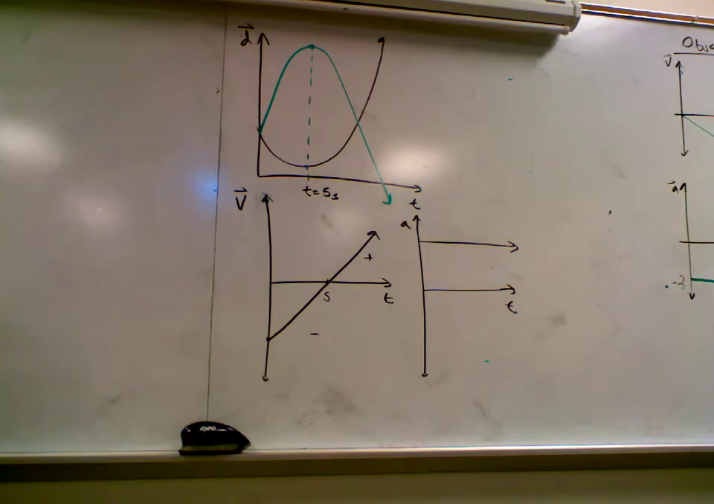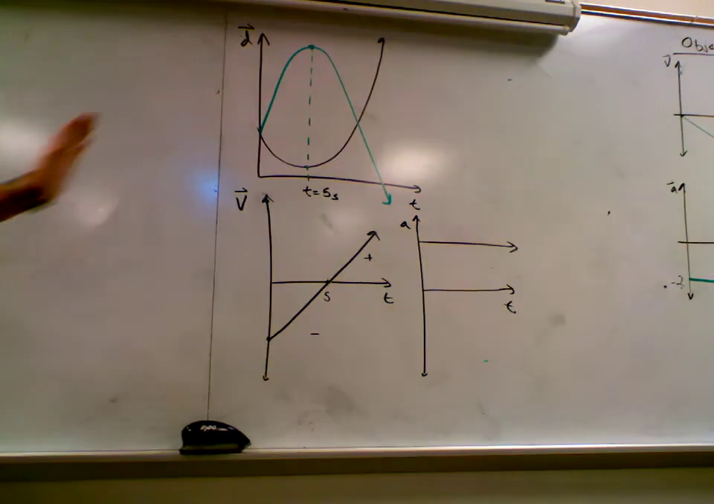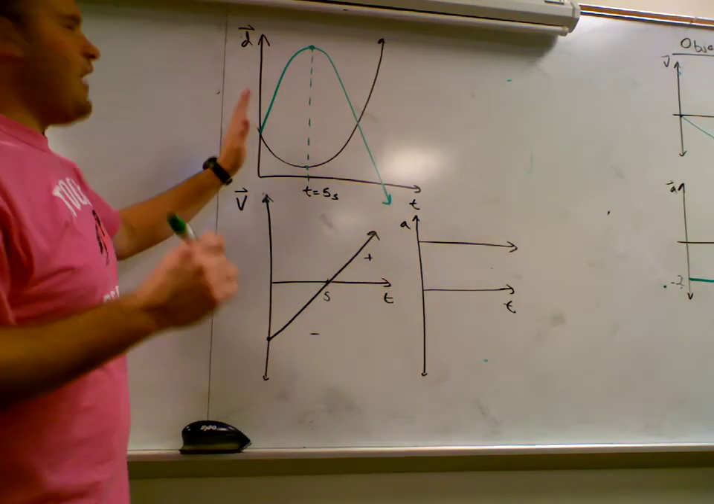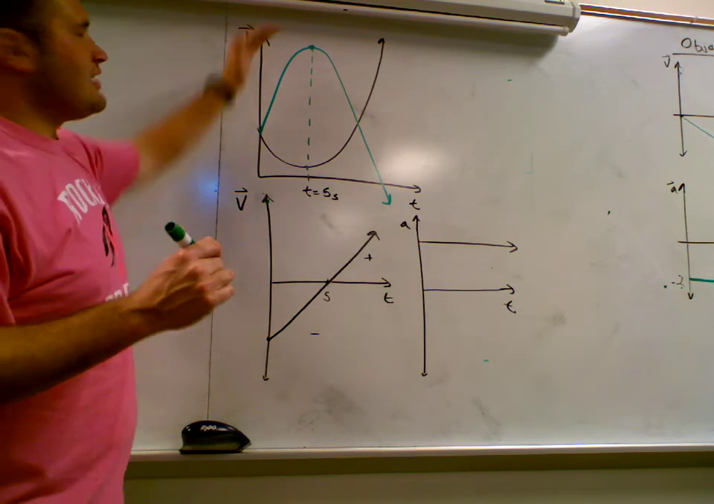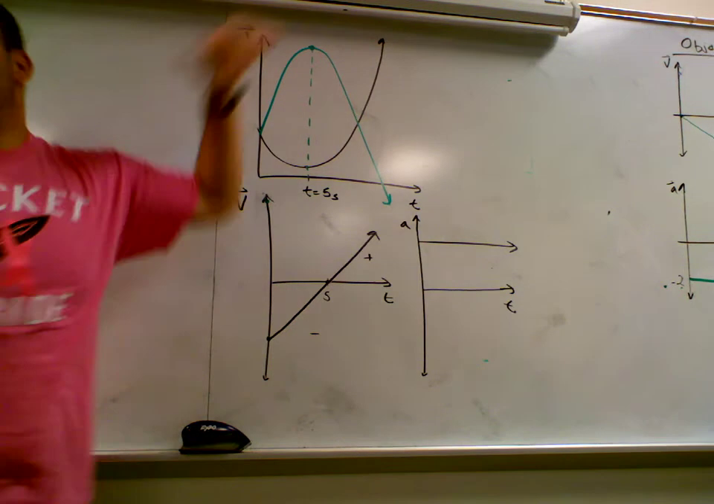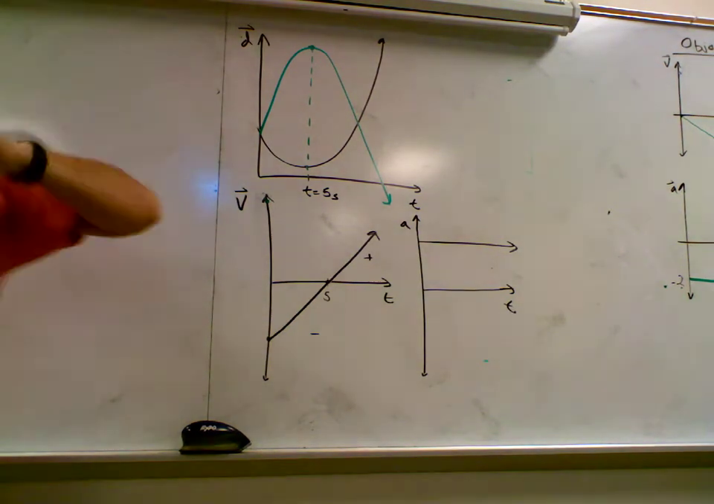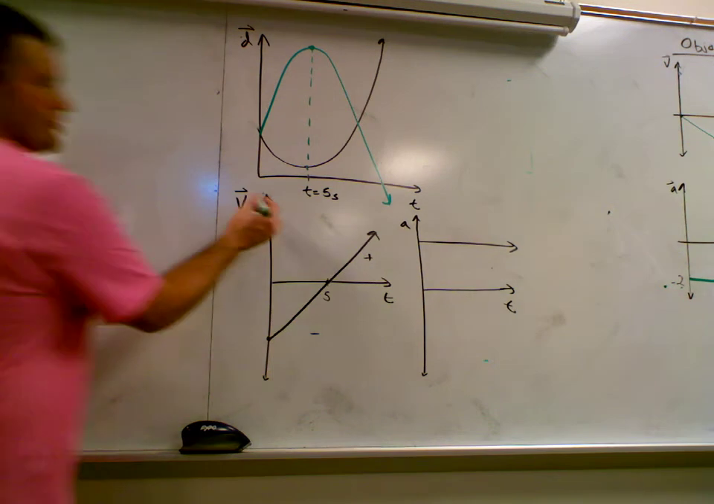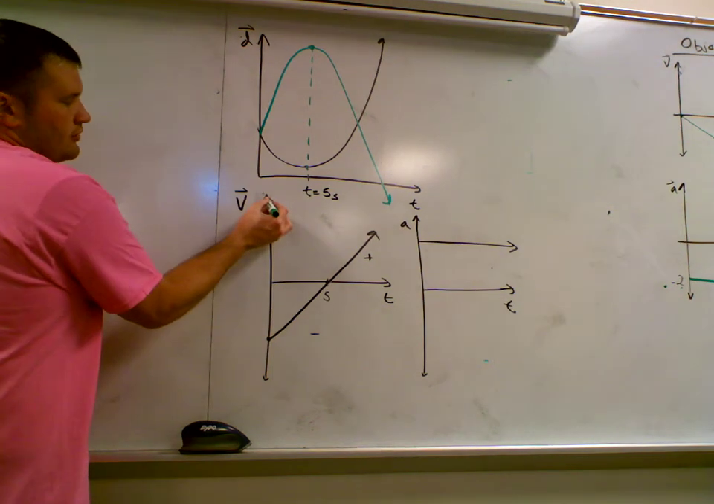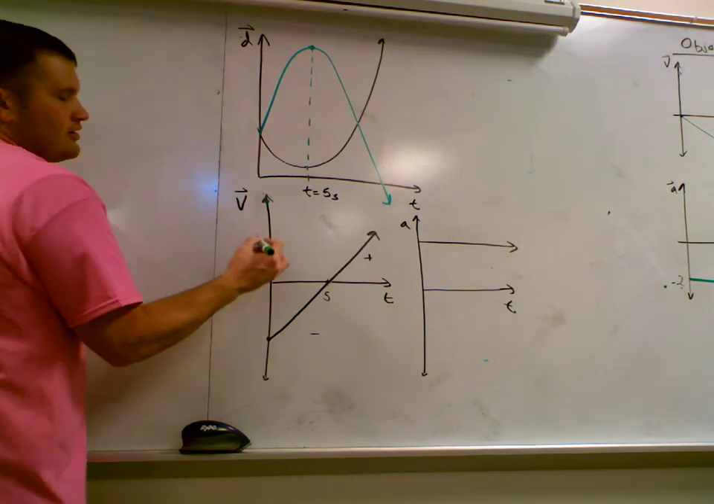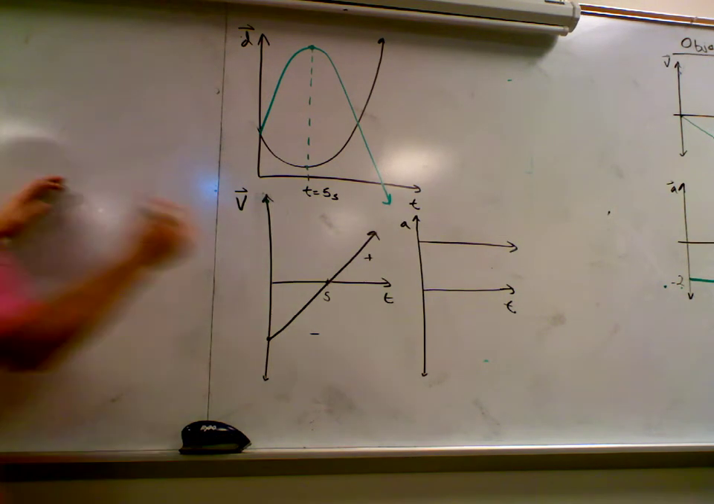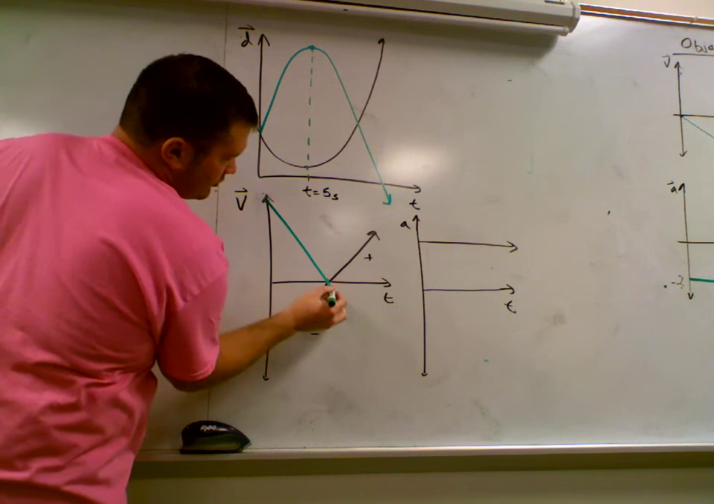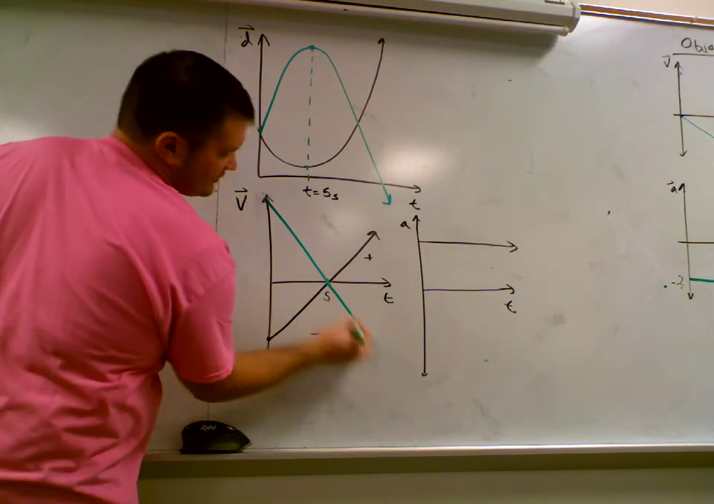Then is that velocity increasing or decreasing? Position's increasing, but the velocity is the slope. Is it getting steeper or less steep? Less steep, right? So my velocity is increasing or decreasing? Decreasing. So how do I draw decreasing velocity? Okay, slope's going down, right? Now, where does this pass through 0 velocity? 5 seconds. And then after 5 seconds, it should be negative.